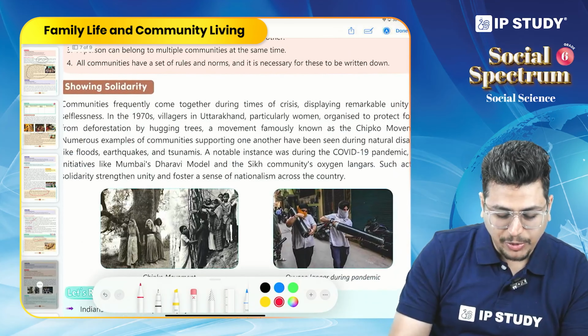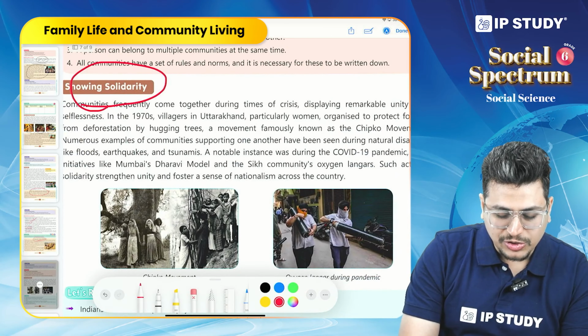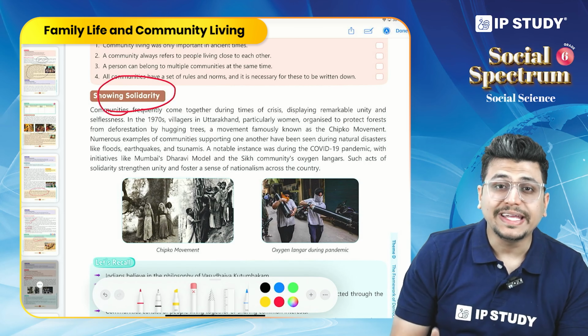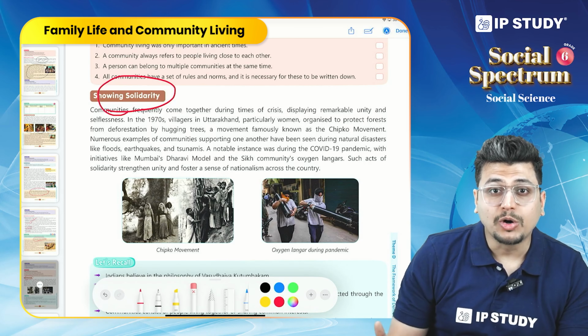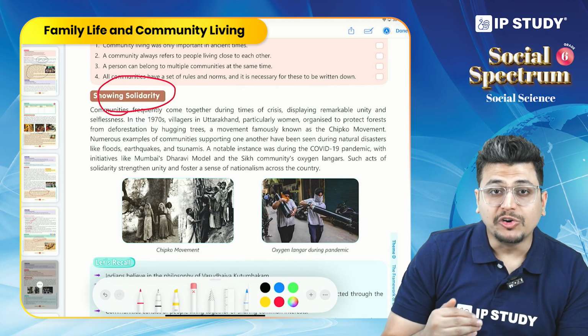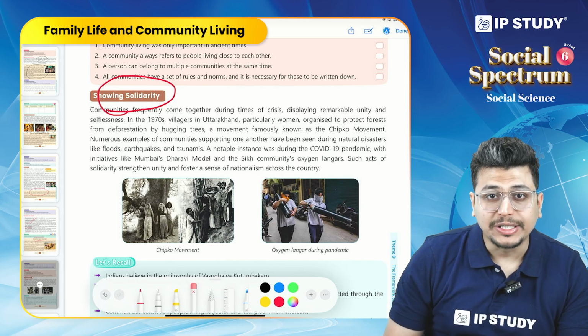So it's very important that a community shows solidarity, that the members of the community come together and help out each other. There are many examples of how people came together and helped out each other or worked on a common cause. Like, there was the Chipko movement in Uttarakhand, where people protested against the felling of trees. Or you can take the example of Mumbai's Dharavi model, where the people of the slum region came together and worked for the welfare of that particular slum.